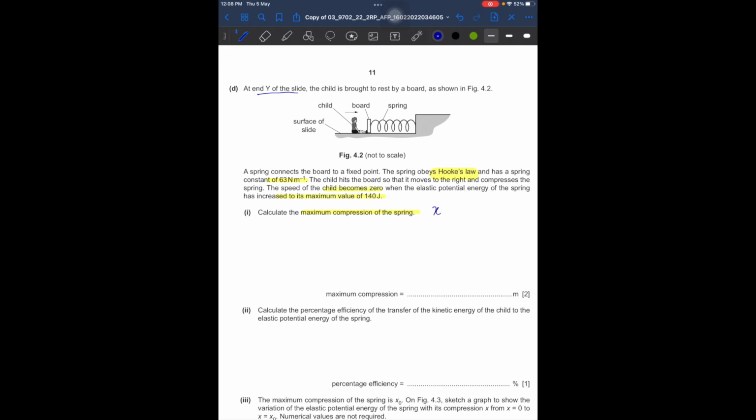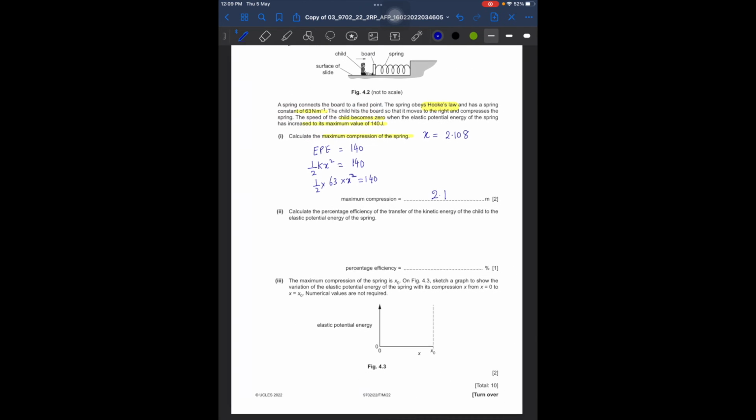So it's asking to calculate x, or e, as you might have learned in your classes or in the textbook. It's giving us the elastic potential energy value, which is 140. The elastic potential energy formula is half kx squared equals 140. So this is a straightforward problem. Half times k value, 63, times x squared equals 140. Rearrange the equation, take the square root, and you will get the value for x as 2.108. Again, rounding it off, 2 SF, 2.1 is our answer.